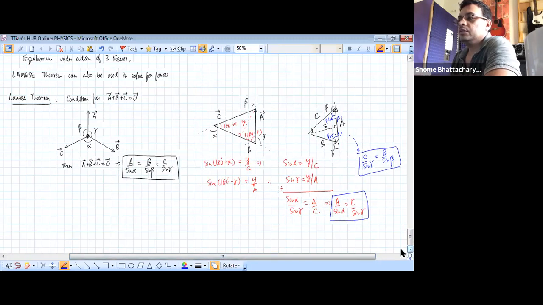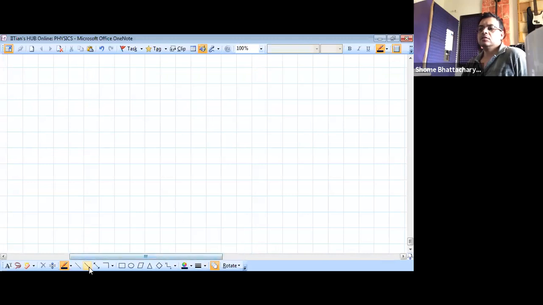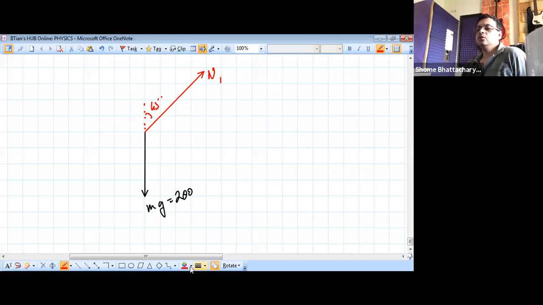So let us use Lamy's theorem in this particular case. So in our particular free body diagram, for this above example of that spherical body, we had this situation. We had mg acting vertically downwards. That was 200 newtons. We had this normal reaction, I believe that was N1, which was acting at 45 degrees to the vertical. And we had N2, which was acting at 30 degrees to the vertical.